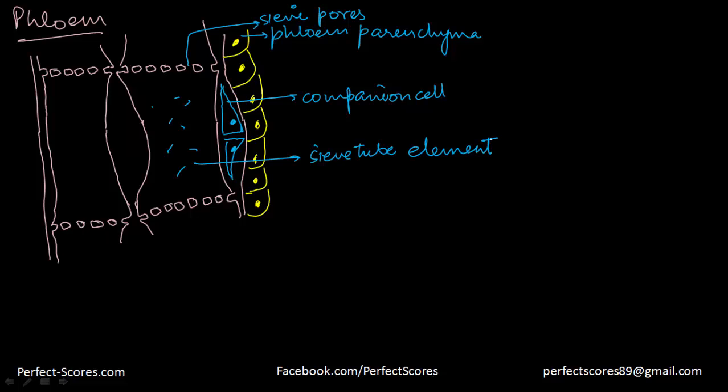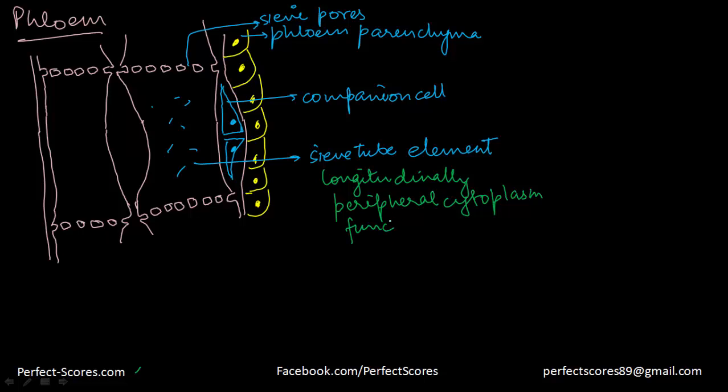So coming to these sieve-tube elements, what are these? These are actually long tube-like cells and they are situated longitudinally. Additionally, they have end walls that are perforated to form sieve plates. They contain peripheral cytoplasm, but they do not have their own nucleus. They even have a large vacuole. No nucleus is there, and that is why the functions of these sieve tube elements are controlled by the nucleus or the nuclei of the companion cells.